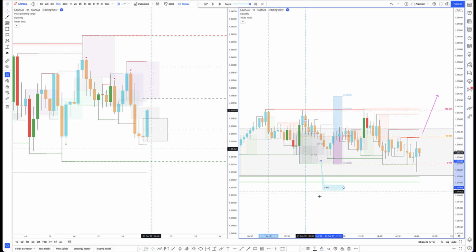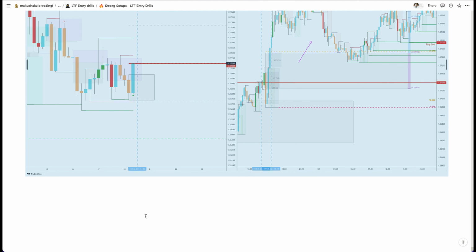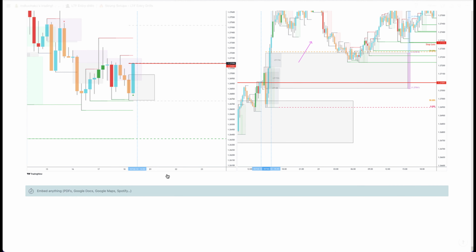This one was a loss. These candles were definitely lethargic in nature, but that's fine. It was a good loss. We did everything as per the plan. So I'll put this in the strong trades category and mark it as a loss, which is fine.